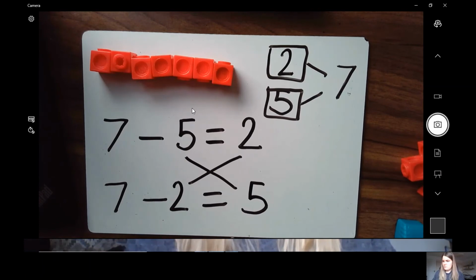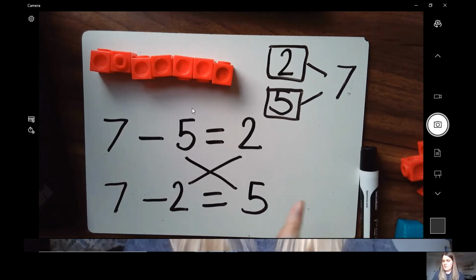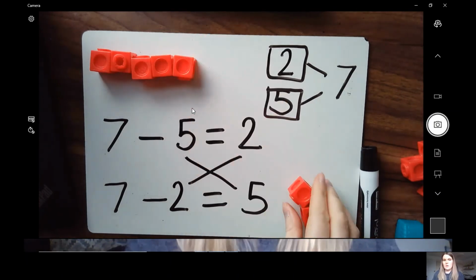Okay, we're done. We've got to double check. Okay, so how many am I taking away? 2. So let's take away 2. 1, 2. Count my answer.